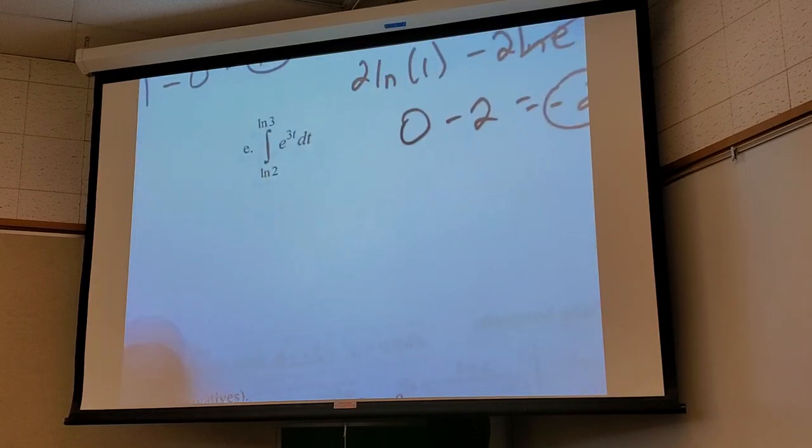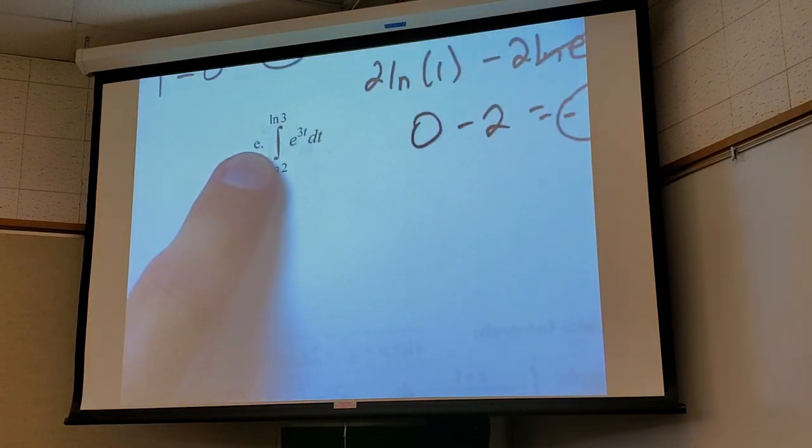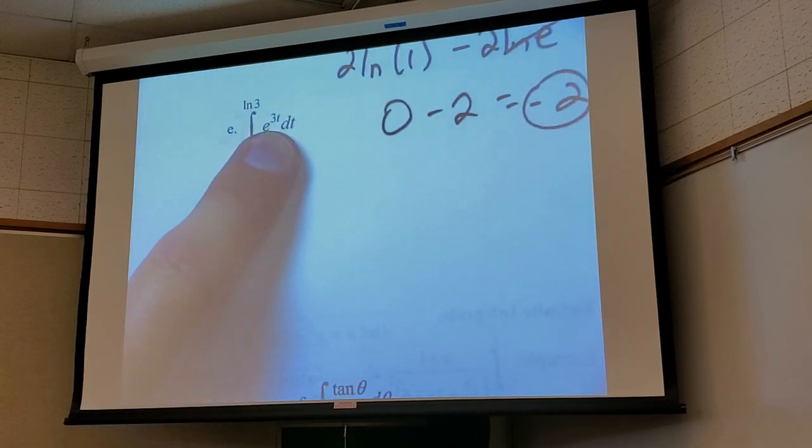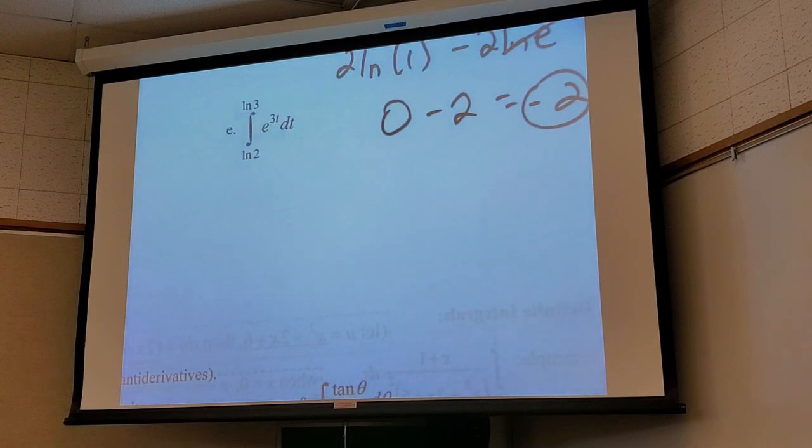Now, what do you have to be careful about with part e? Why is this when you've got to be a little careful about the antiderivative? Because it's not just e to the t, it's e to the 3t. So you just got to be careful. The answer's got to be something related to e to the 3t. We know that because it's an exponential. So it's got to be this.